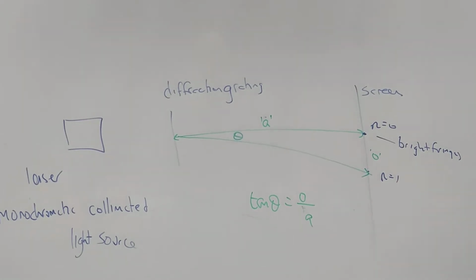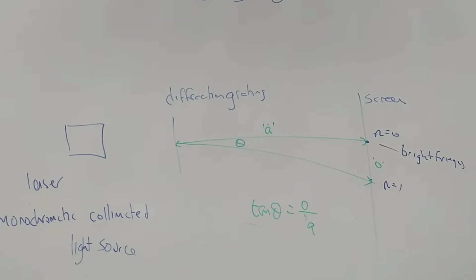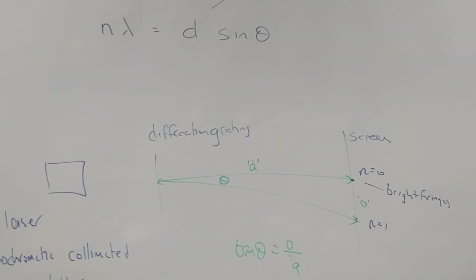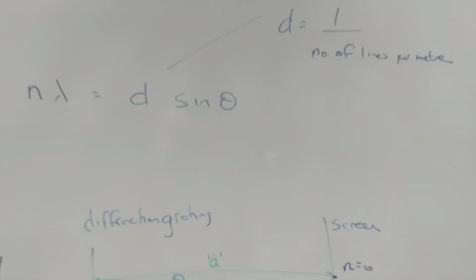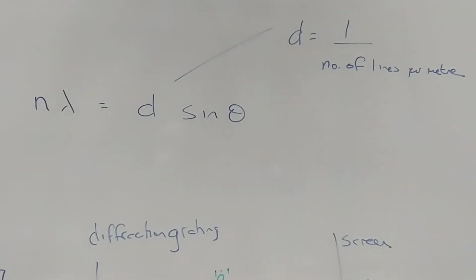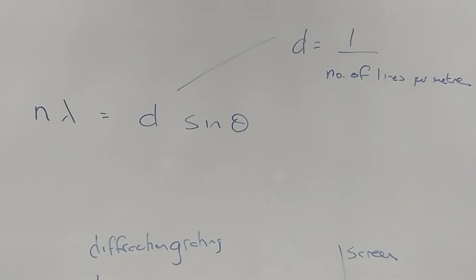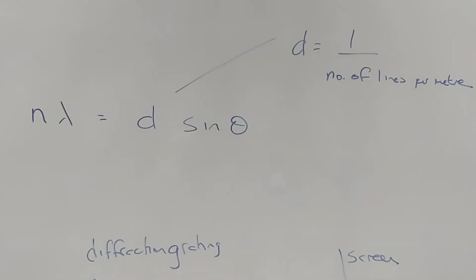Okay, so the experiment to find the wavelength of monochromatic light. The formula is n lambda = d sin theta, and to get d, it's 1 over the number of lines per meter. The number of lines per millimeter, or per centimeter, is given to you on the grating, so we can work it from there. We'll look at an example later.